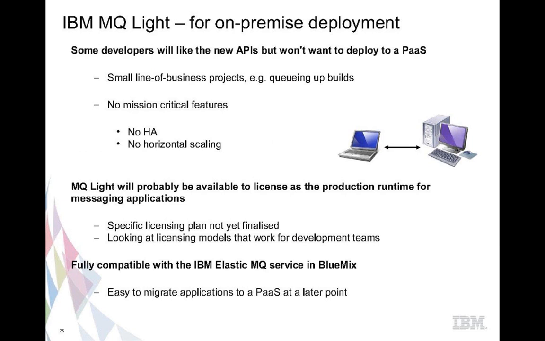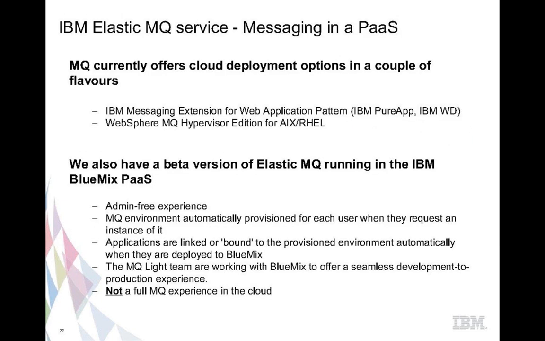IBM Elastic MQ service. So this is the cloud deployment option, which is messaging as a platform as a service. MQ currently offers cloud deployment options in a couple of flavors. One, as we've been discussing, on Bluemix. The second one is the MQ Hypervisor edition for AIX and RHEL, and then the messaging extension for web application pattern on PureApplication. So the latest one is the Elastic MQ service running on the IBM Bluemix platform as a service.